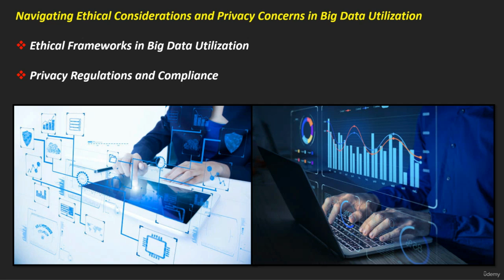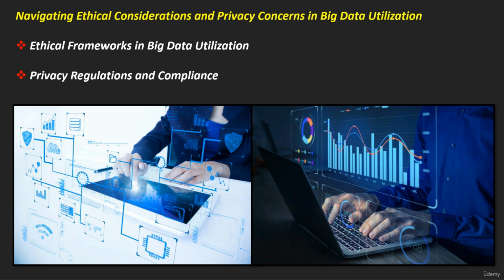One prominent ethical framework is the principle of beneficence, which emphasizes the importance of maximizing benefits while minimizing harm. In the context of big data, this means striving to extract valuable insights while safeguarding the privacy and rights of individuals. Another crucial ethical principle is respect for autonomy, which underscores the importance of allowing individuals to make informed choices about the use of their data.